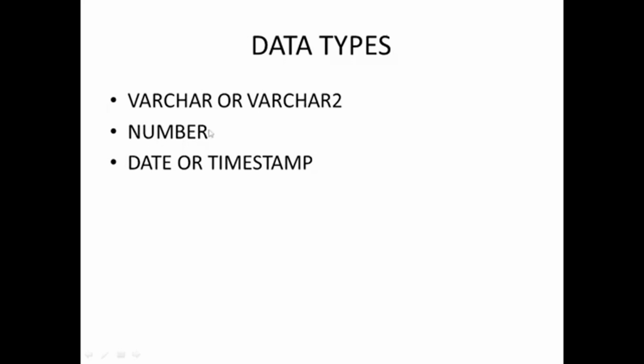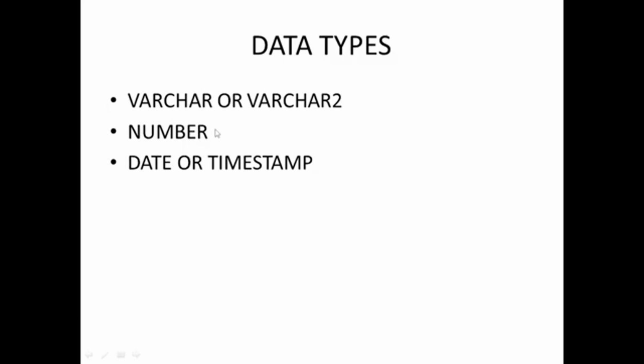Then there's also NUMBER. It is used for numeric data. Maybe you have an amount, maybe 1 million, 2 million. So we can use a data type called number. And then there is another data type which we call date or timestamp. Timestamp is used for maybe a column for date of birth, something like that. So you can have that type of timestamp.